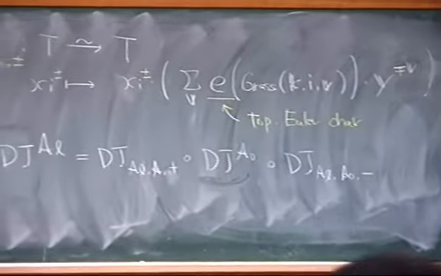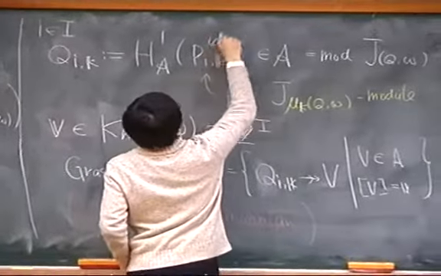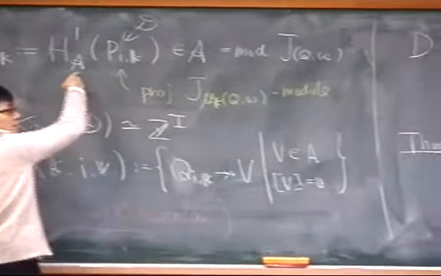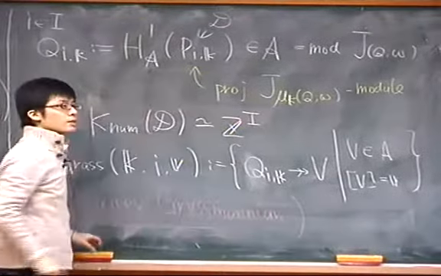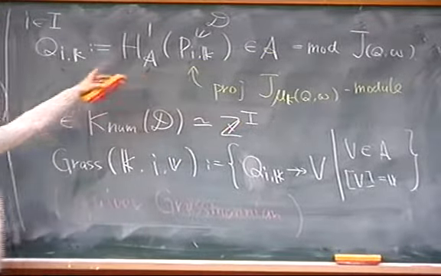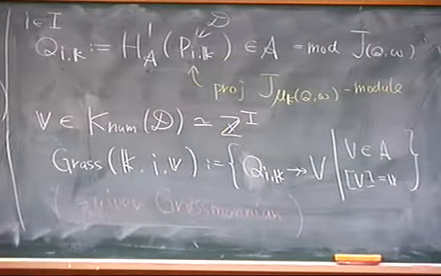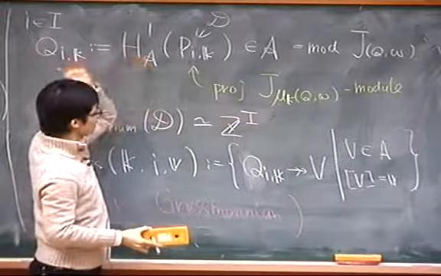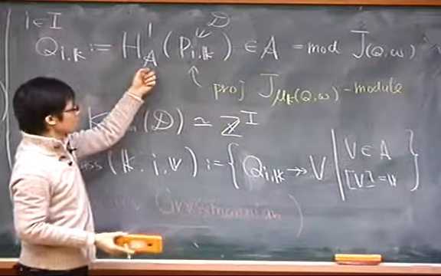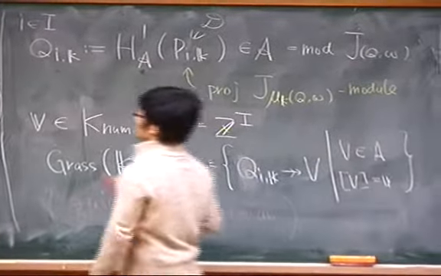so what is the H1A? A is an element in the derived category D, and A gives a core of the t-structure, and this is a cohomology with respect to this t-structure. So roughly speaking, an element in the derived category is a complex of the abelian category A. Of course, this is not true in general.